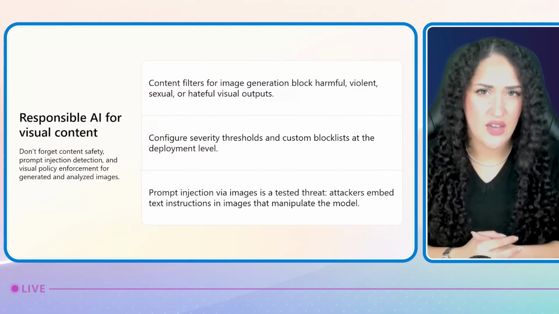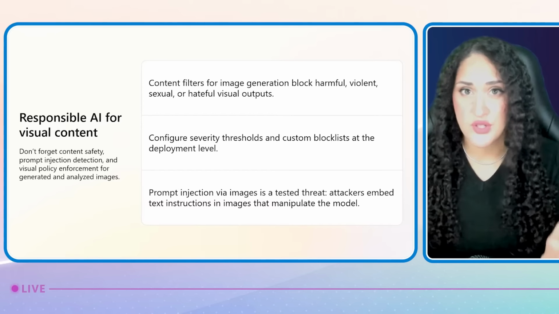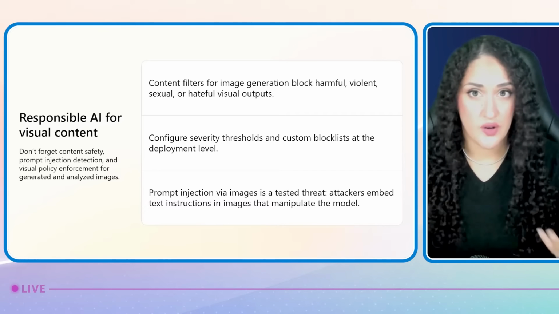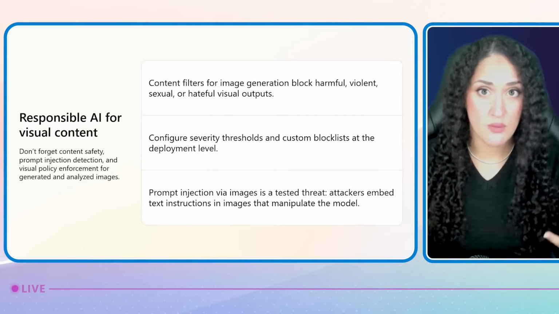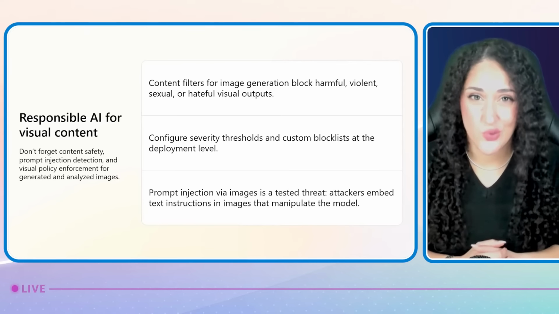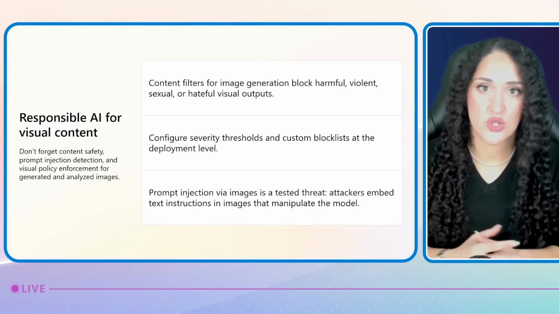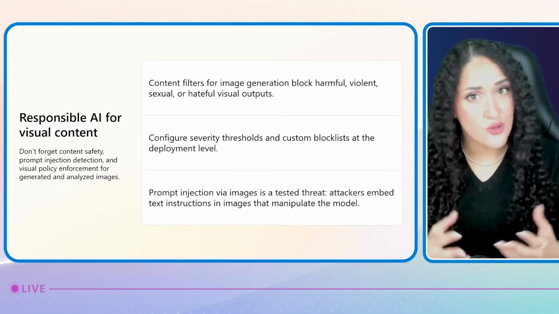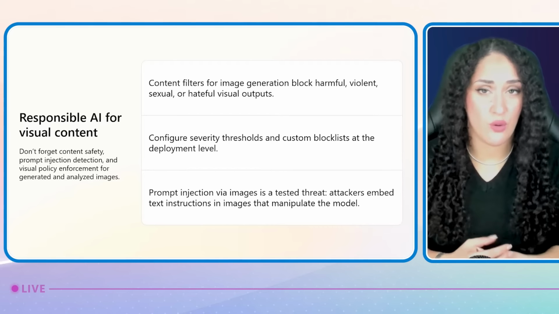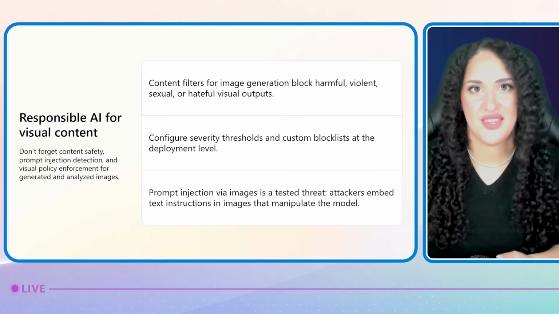And responsible AI for visual content is also important for the exam. Content filters can block harmful image outputs. You can configure severity thresholds and block lists at the deployment level. And here's a big one. Prompt injection via images is a real threat. Attackers can embed text instructions in images to manipulate the model. And although this is not a security exam, security right now is everywhere, especially in AI. So make sure you know these things before you take the exam.